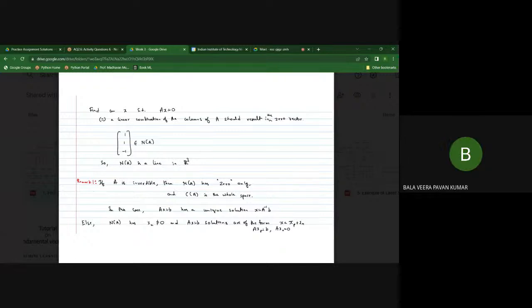Sir, again? A is invertible. Please repeat that one. Yeah, if A is invertible, then the column space of A will be the whole space. It will be the whole space.